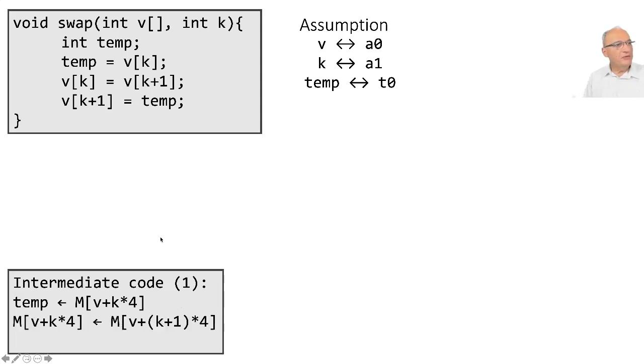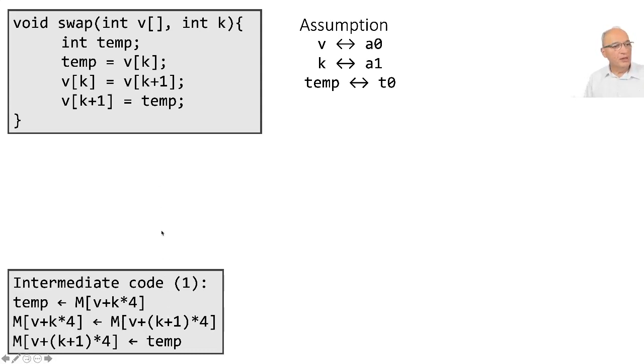Then vk plus 1 will be the memory position given by v plus (k plus 1) times 4. I need to access that position and put that value into the memory position at the address v plus k times 4. And finally, I need to take the value temp and put it in the memory position given by v plus (k plus 1) times 4. So you see that this intermediate code is pretty much the same as the C code, but I can much more clearly see the address computations that I need to do when I look at this version of the code.